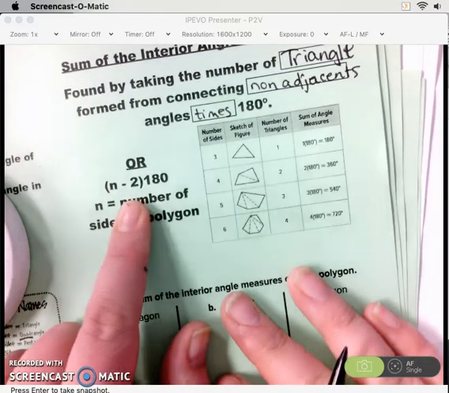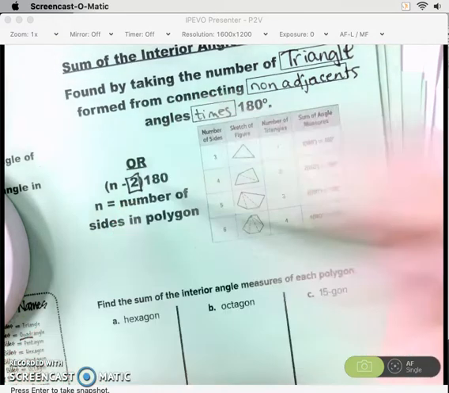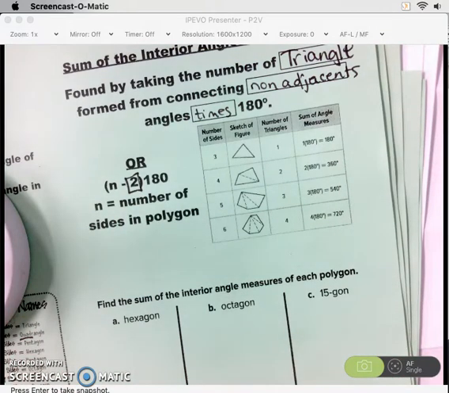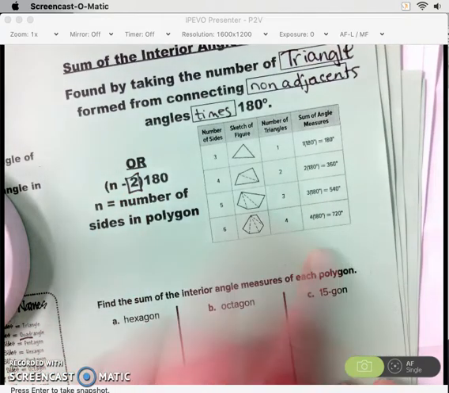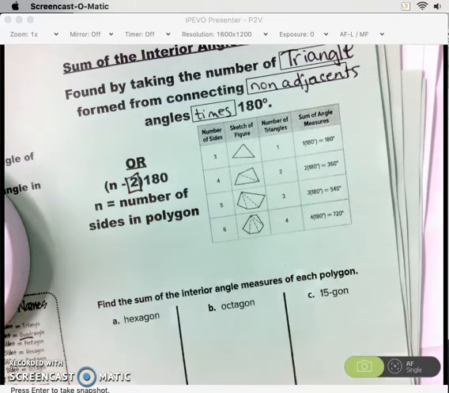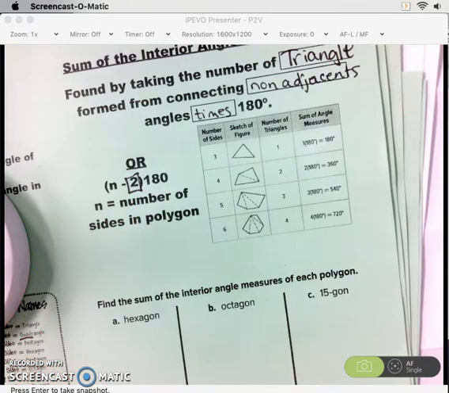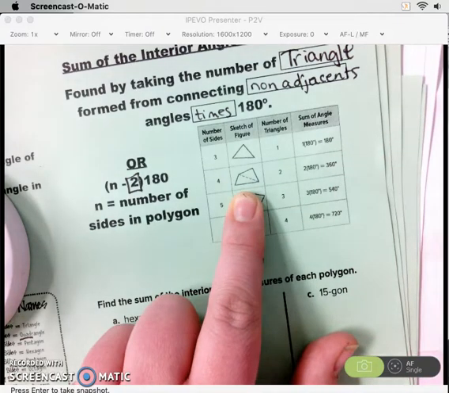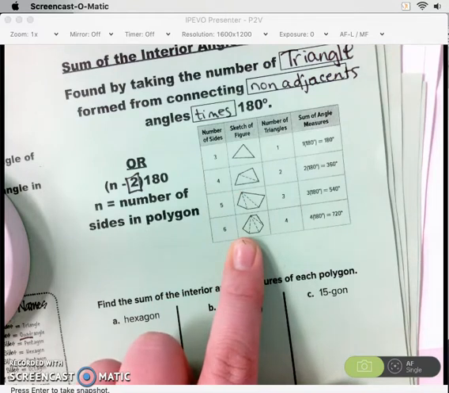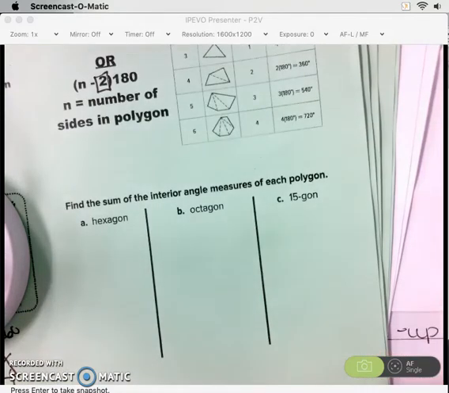The 2 will always be the same. It's the formula to find the sum of the interior angles. So you always subtract 2 from the number of sides and then multiply by 180, which personally is going to be a lot easier than drawing it out, connecting the vertex to the other sides, and then finding however many triangles there are. All right, so here we're going to do this the mathematical way.